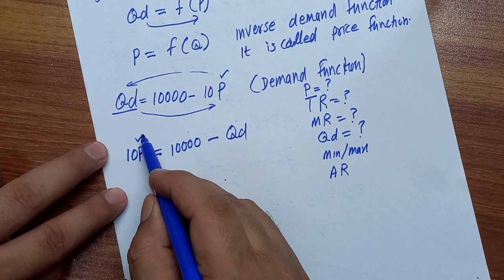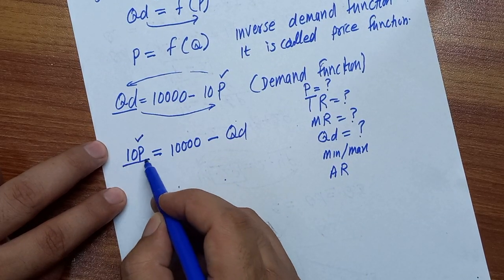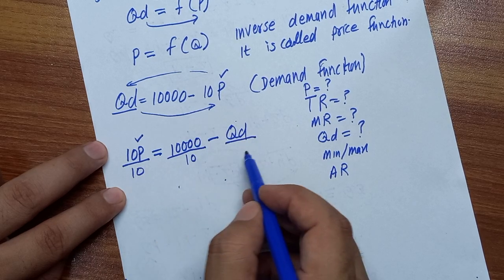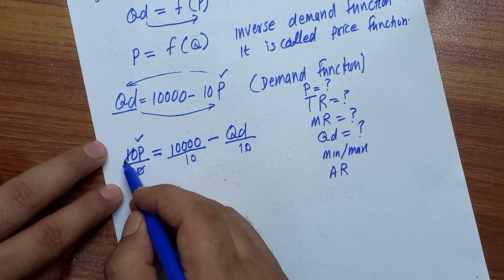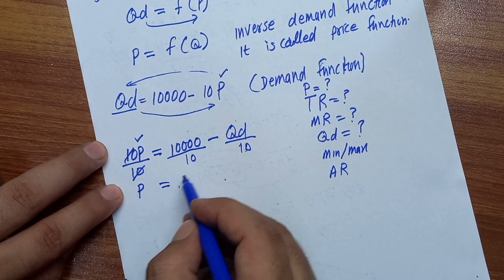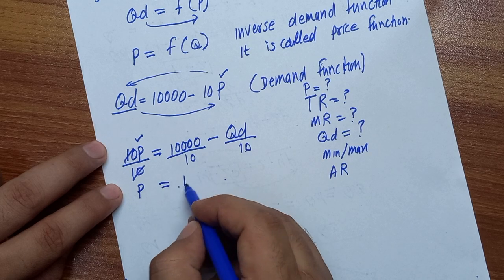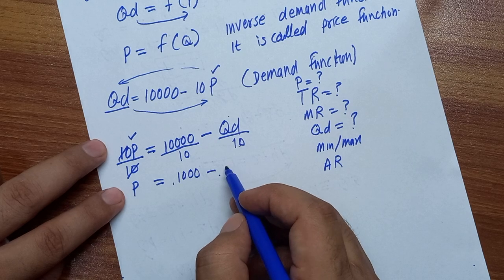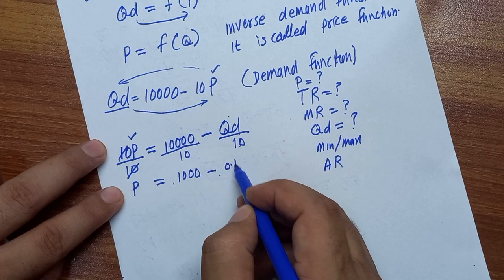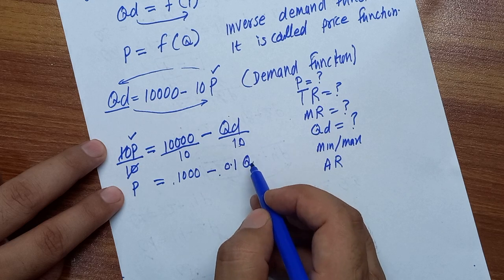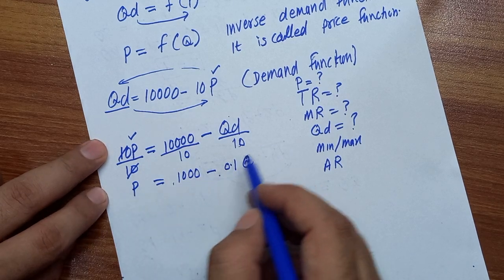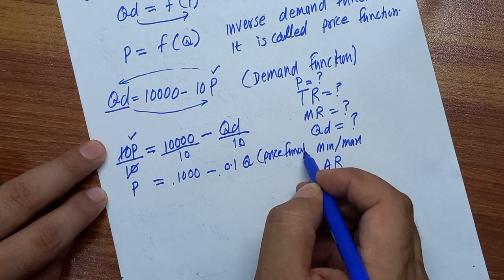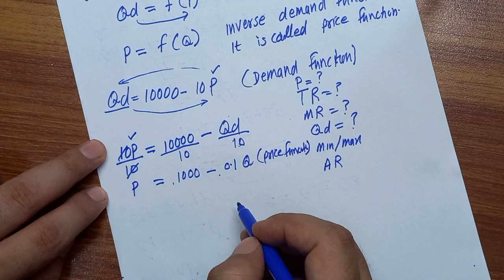So now we should find the price. So dividing 10 throughout, divide by 10, divide by 10. So here we have P only. When 10,000 divided by 10, we will get 1,000, and minus, we can also write 0.1 Q. So this is price function.